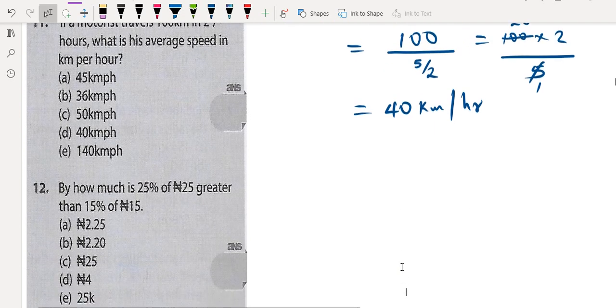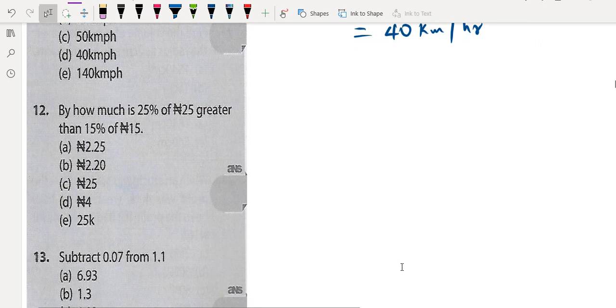Number 12. Please write number 12 and solve. Take note. I'll look at what you did at the end of this class. If you are not participating, I'll notice it. I need you to focus.